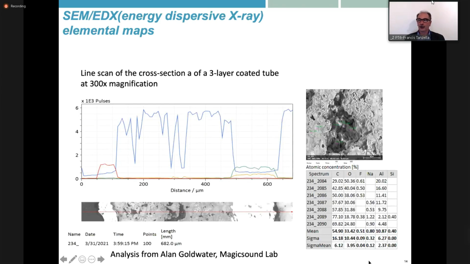Another way to view this multi-layer coating is from the cross-section sample. On the bottom left is a thin section of an SEM image covering 682 microns horizontal. The line through the middle designates where the EDX spectrometer has taken elemental measurements along the image, which is a novel way to view the elemental constituents across a multi-layered coating.